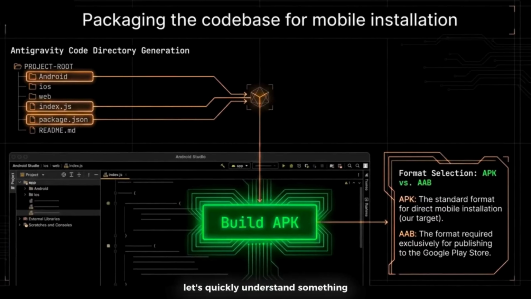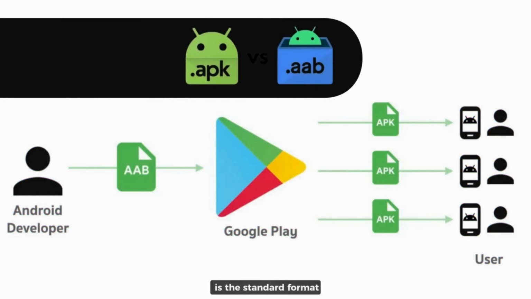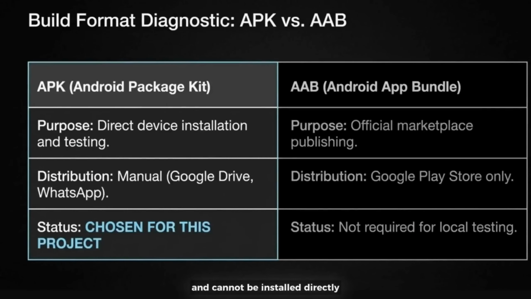Now this is step 4, where we're going to generate the APK file using Android Studio, so we can install the app directly on our Android mobile. Before that, let's quickly understand something. Android apps usually have two important file formats, APK and AAB. The APK file is the standard format that you can directly install on your mobile device. The AAB file is mainly used for publishing apps on the Google Play Store and cannot be installed directly. So for this project, we only need the APK file.